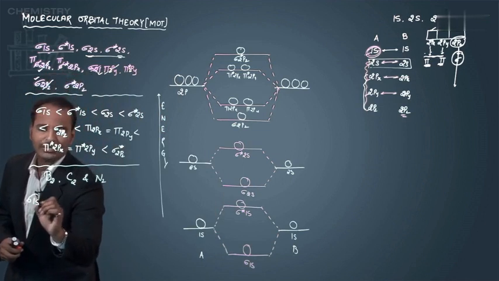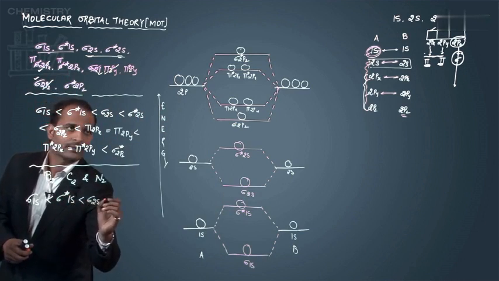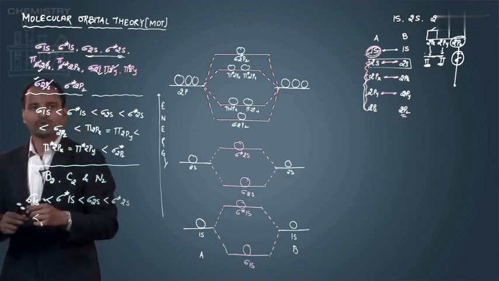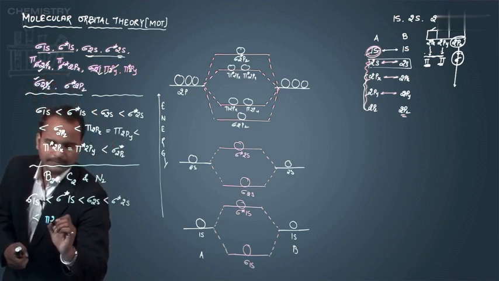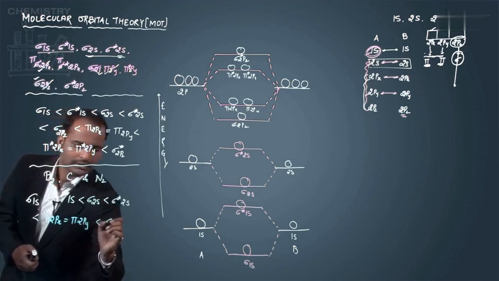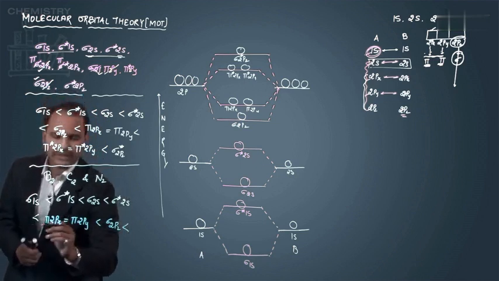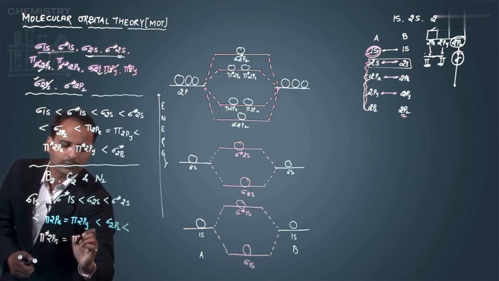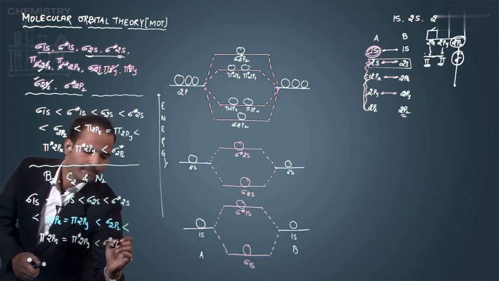The change is this: sigma 1s, sigma star 1s, sigma 2s, sigma star 2s are going to be the same. After this, instead of filling sigma 2pz, the electrons fill pi 2px and pi 2py, and then sigma 2pz is filled. After that, the energy level is again the same, that is pi star 2px equal to pi star 2py, and then finally sigma star 2pz is filled.